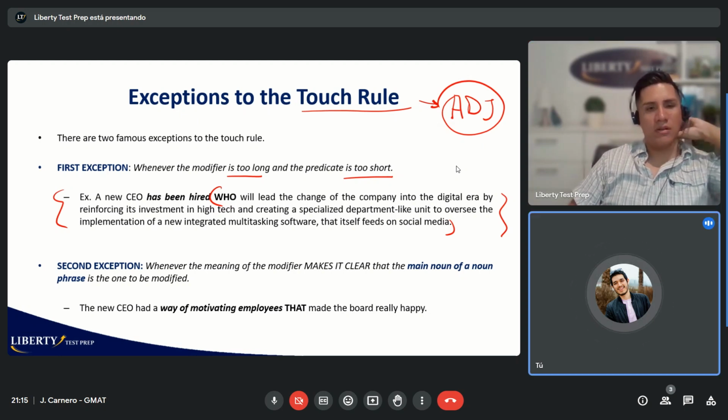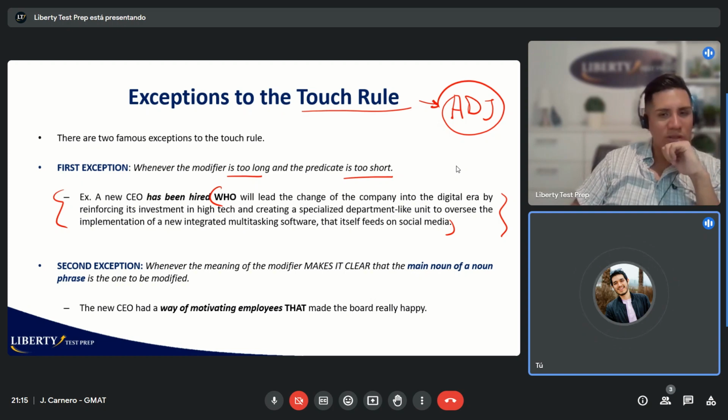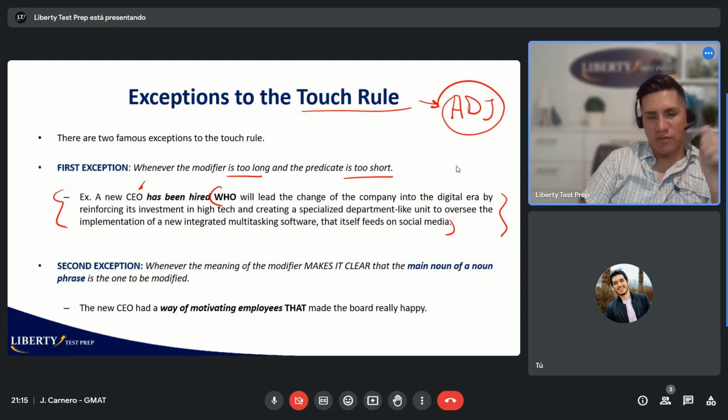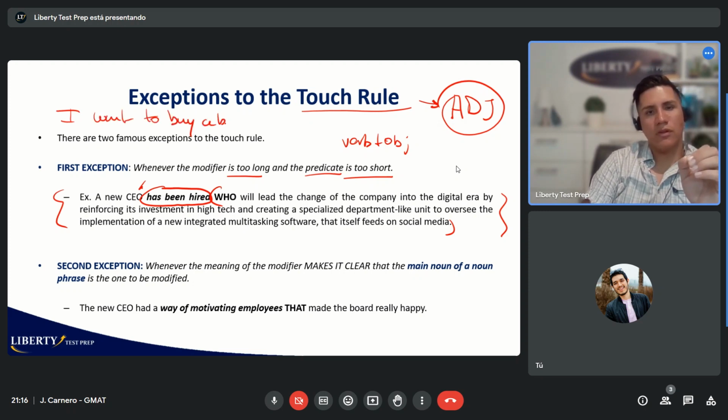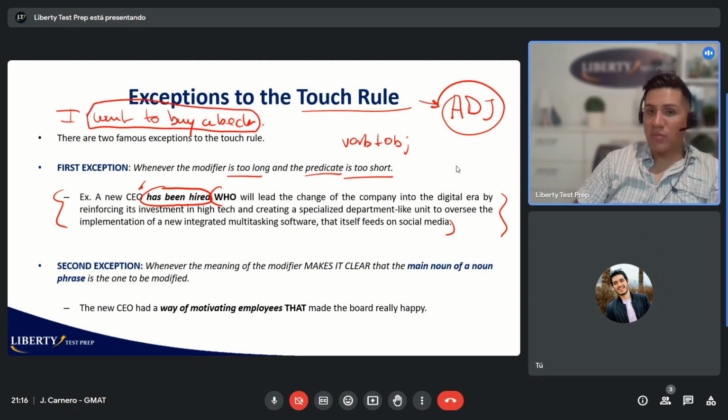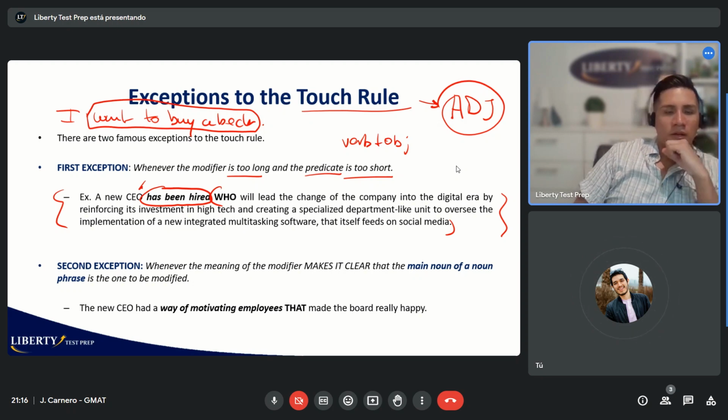A new CEO has been hired who... What is the "who" trying to modify? The CEO, right? But it's not touching, so it would be incorrect. But in this case, it's fine because we're doing an exception. What is the exception? "Has been hired" is a predicate. What is a predicate? The predicate is the verb plus the object. If I say, "I want to buy a book," what is the predicate? "Want to buy a book." Anything that is not the subject, basically. Okay? So that's a predicate.